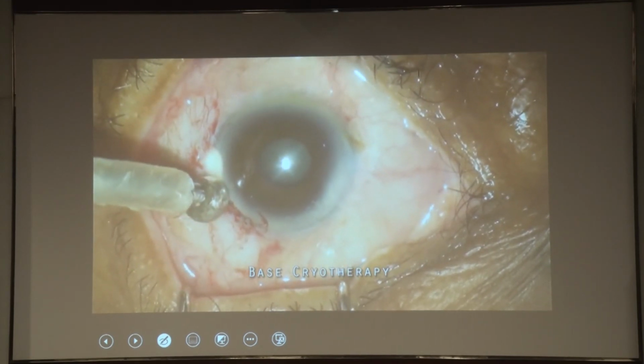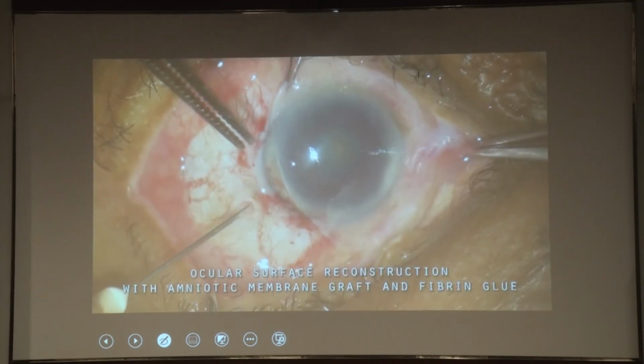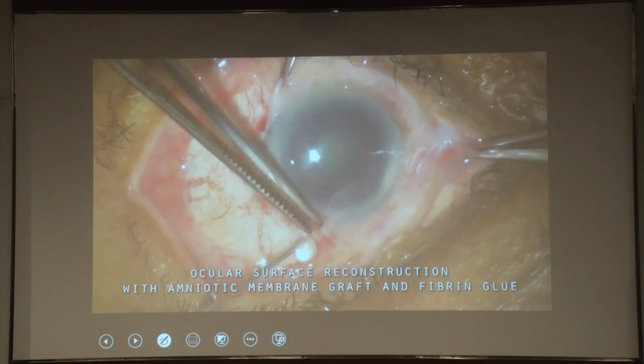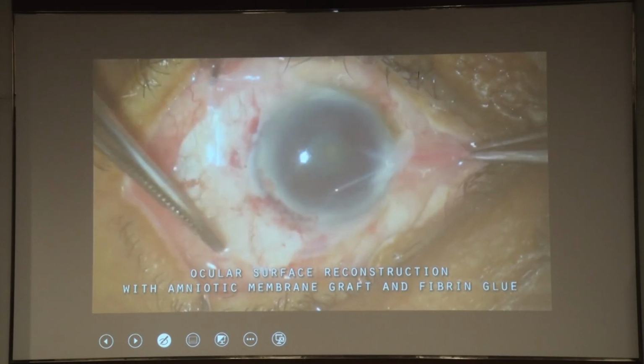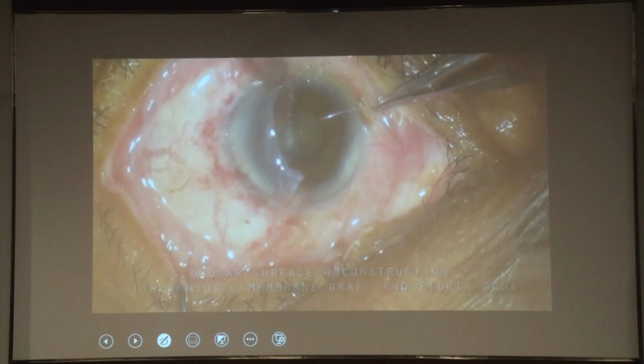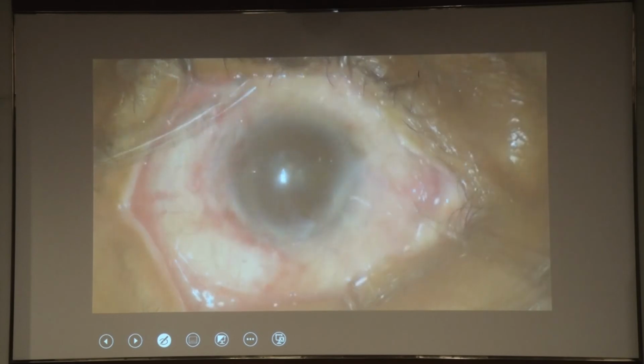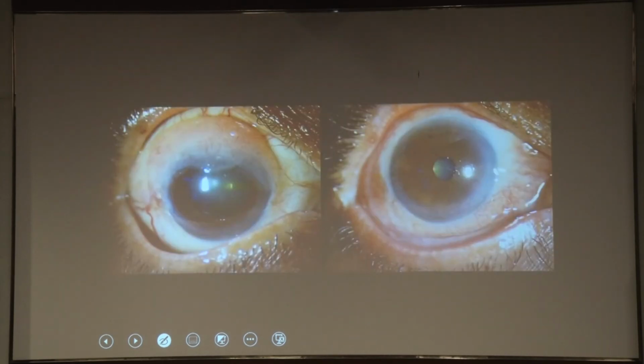Then how to repair the ocular surface is again surgeon choice. You can either use a conjunctival autograft from the same eye or the other eye if the patient permits, or use an amniotic membrane. We use a glued on amniotic membrane, which is very nice for the patient because there are no stitches, there is no irritation, and there is very good resurfacing of the ocular surface.